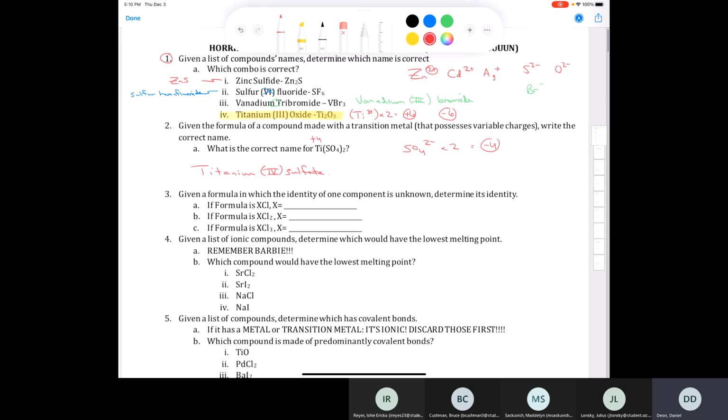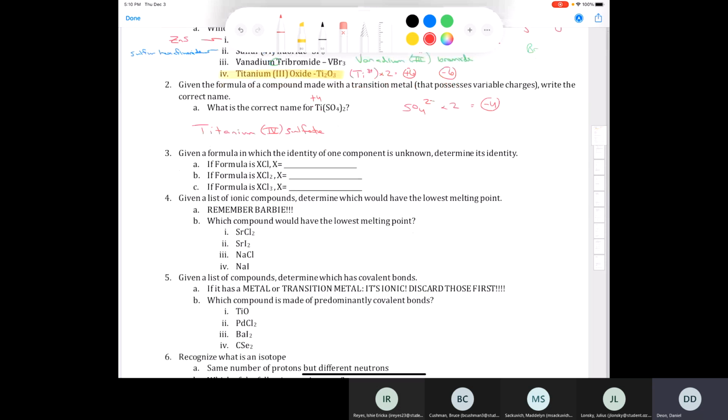All right, next, just given a formula in which the identity of one of the elements is unknown, determine its identity. So if the formula is XCl or XCl2 or XCl3, everybody should know that chlorine is a halogen. It's group 7A. All the halogens like to take on 1 more electron to develop a -1 charge so that they can become isoelectronic with the neighboring noble gas. For example, if you had XCl, that would mean your X has to have a +1 charge. It would be a group 1A metal like lithium or sodium or potassium.